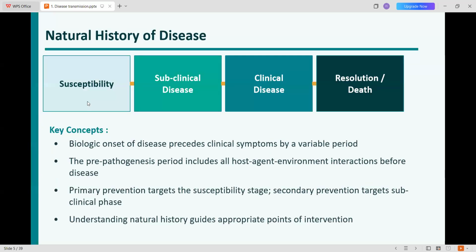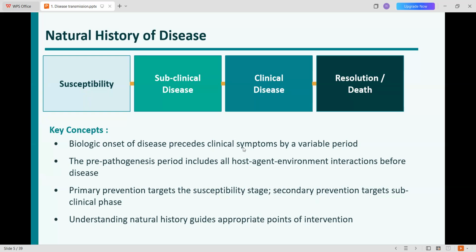So, first of all, we will discuss the natural history of disease, which includes susceptibility, leading to subclinical disease, and then clinical disease, and either resolution or death. So, the key concept: biological onset of the disease precedes clinical symptoms by a variable period. The pre-pathogenesis period includes all the host, agent, environment interaction before disease.